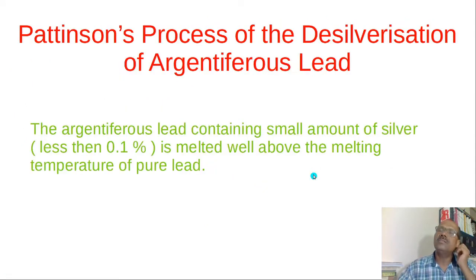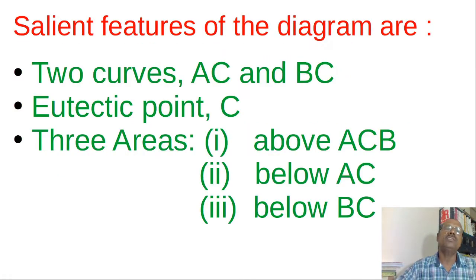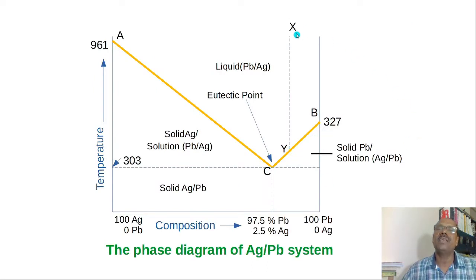Then under this, we have to see the Pattinson's process of desilverization of argentiferous lead. Argentiferous lead containing a small amount of silver, that is less than 0.1%, is melted well above the melting temperature of pure lead. This process is explained with the help of this XY line. Argentiferous lead is heated well above the melting point of lead up to such a higher temperature, and then the melted argentiferous lead is allowed to cool along the line XY.